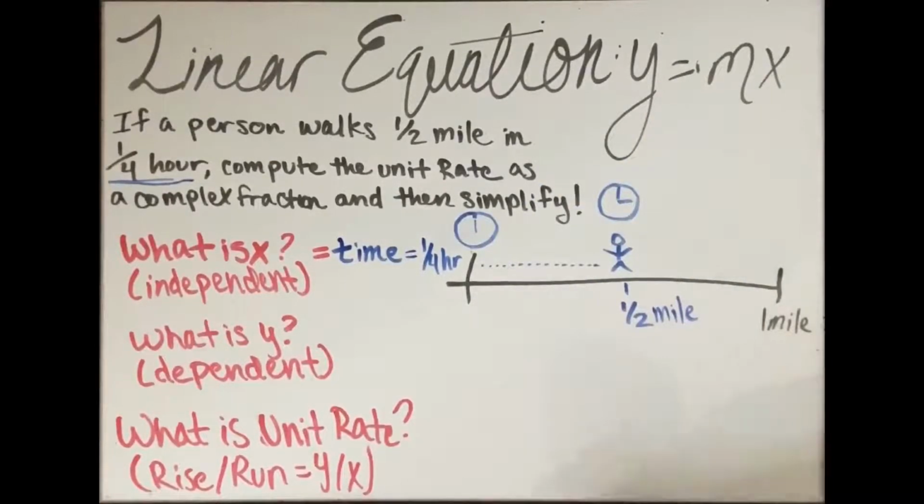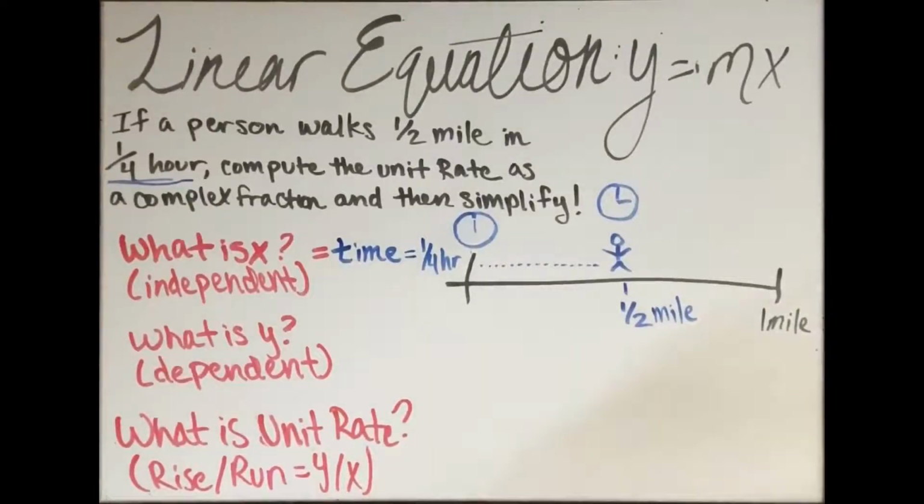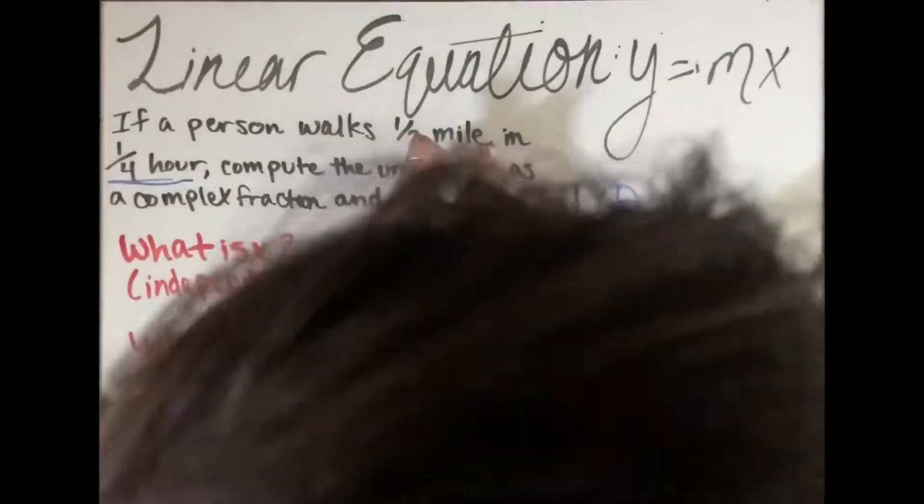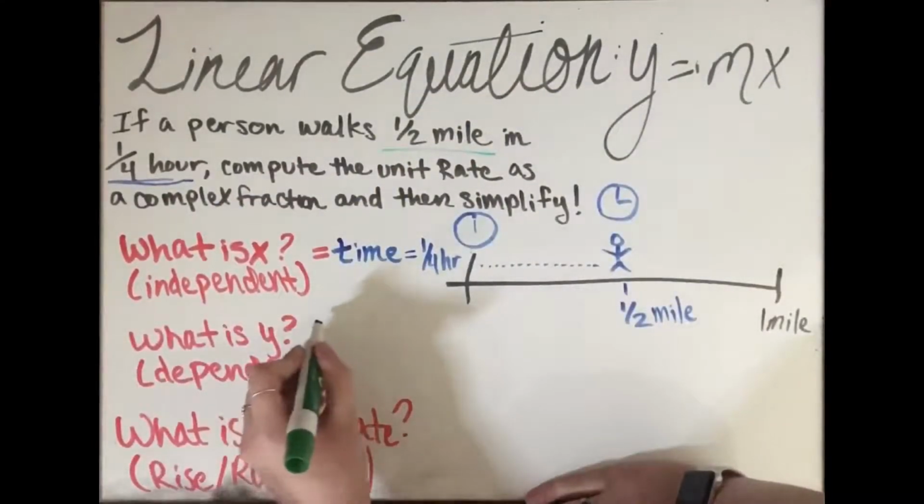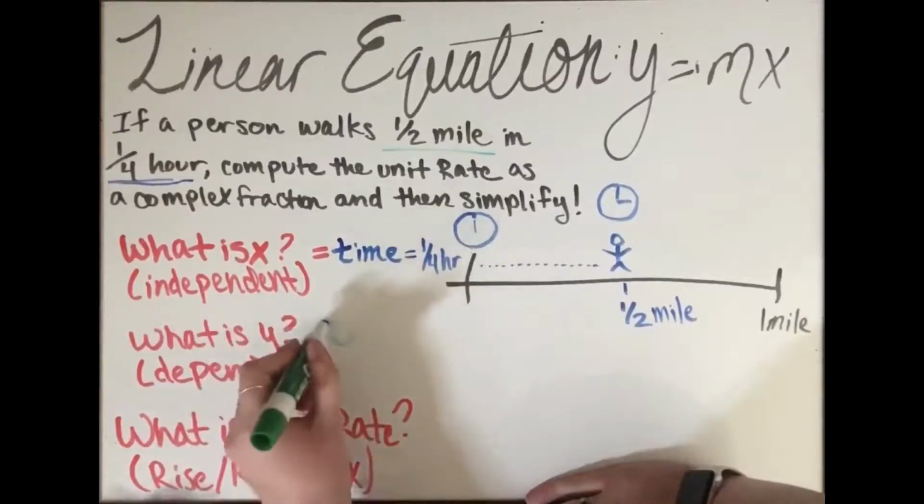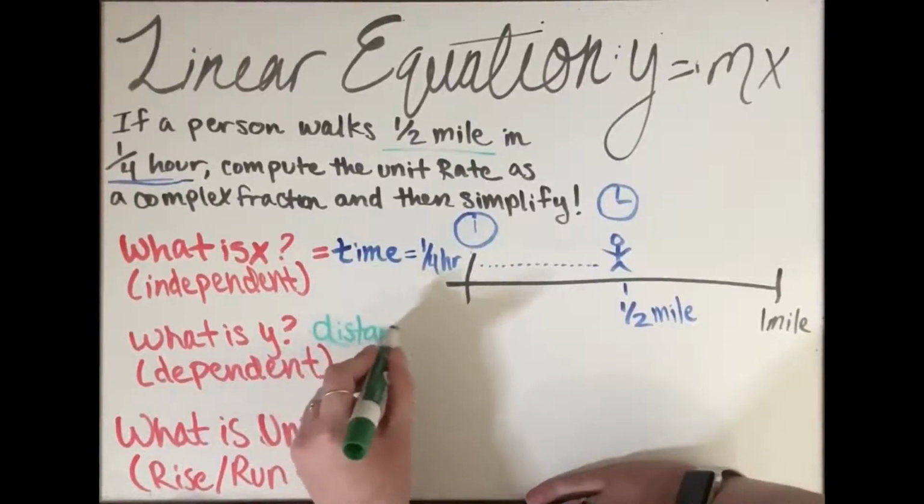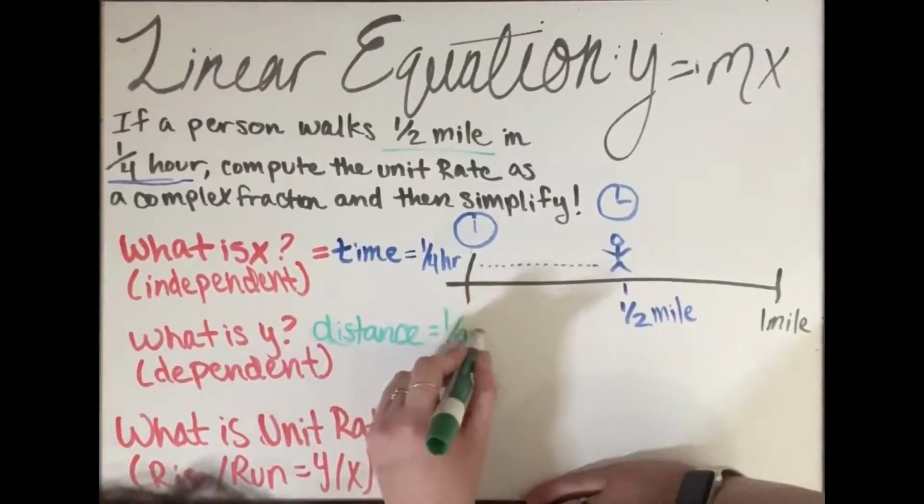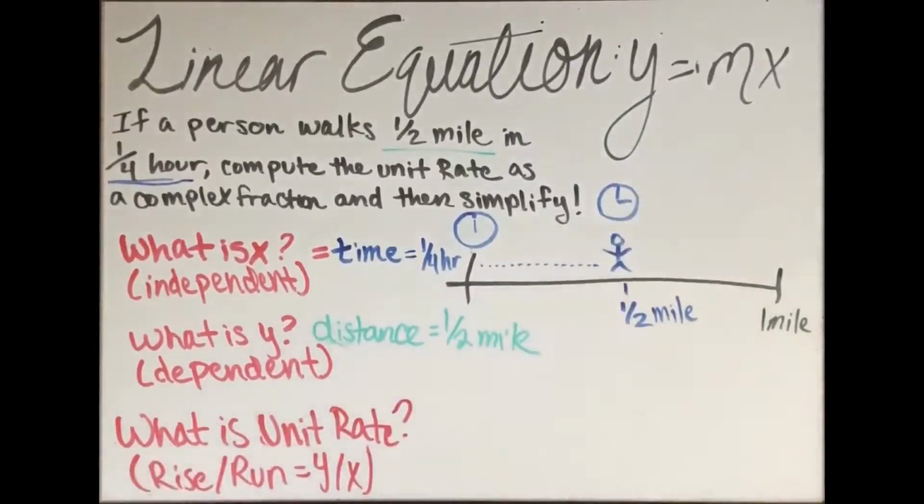So then what's the other variable we have in this problem? And it's distance. So that must be the y variable. And it makes sense that y depends on x. Your distance you travel depends on how long you walk for, right? So we have a half mile here. So distance, not time, distance equals 1/2 mile. So now to compute the unit rate, we just put y over x, right?